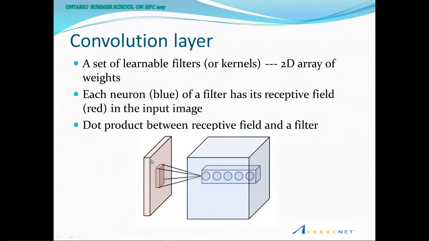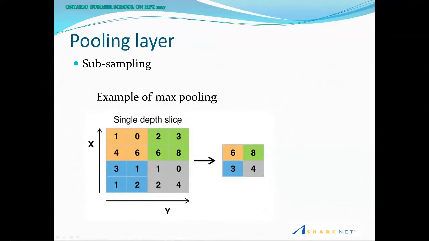Once you slide the kernel over the image, and at each step do the convolution operation, you get another image. Another layer is the pooling layer, which is sampling. Here I show max pooling, where for every 2 by 2 subregion, I choose the maximum.